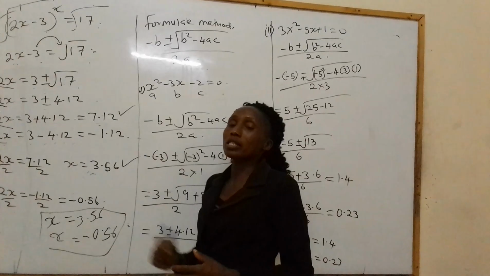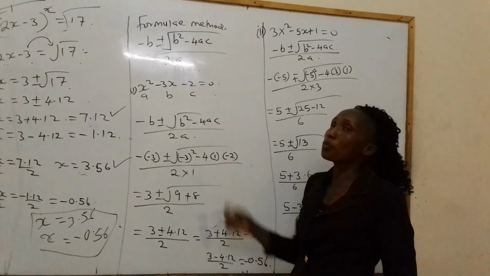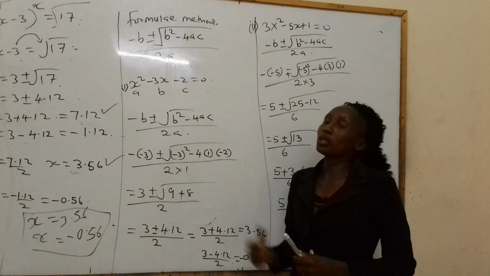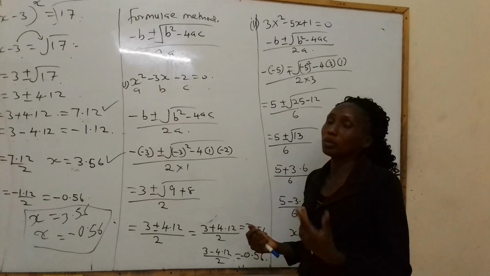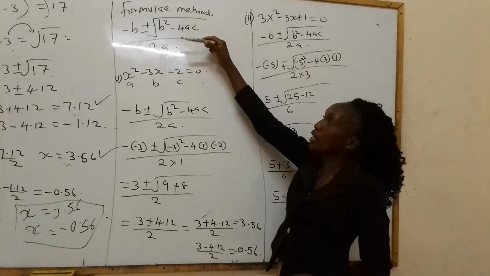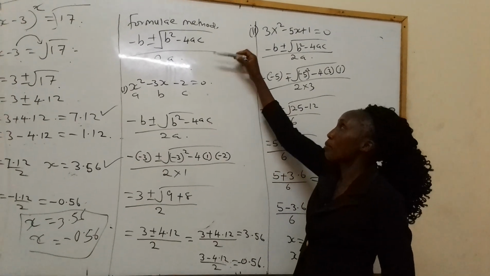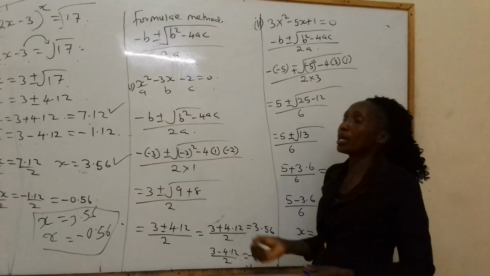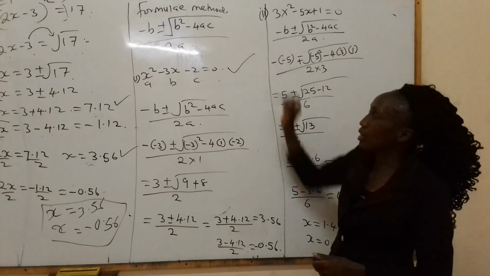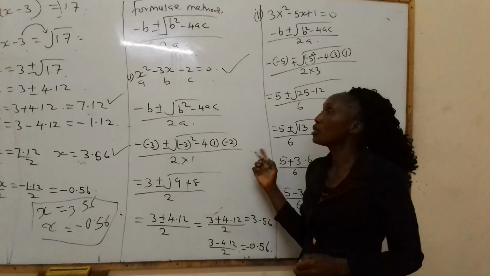Then we go to the next step in the quadratic equation, whereby we are going to use the formula. When you talk of the formula, you are given a formula that will be able to solve the equation, or will be able to solve for the value of x. In our case, in the formula method, we have negative b plus or minus the square root of b squared minus 4ac, divided by 2a. So if you are given a quadratic equation, like the first one, x squared minus 3x minus 2 equal to 0.